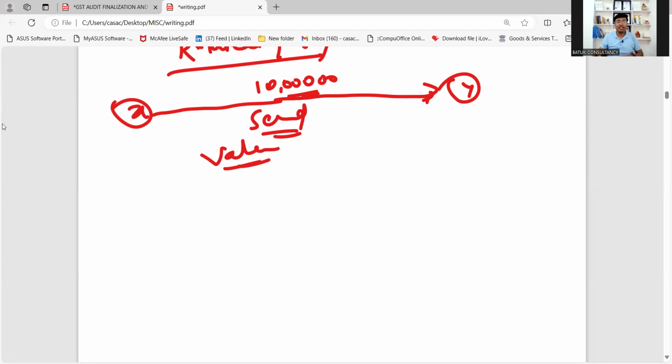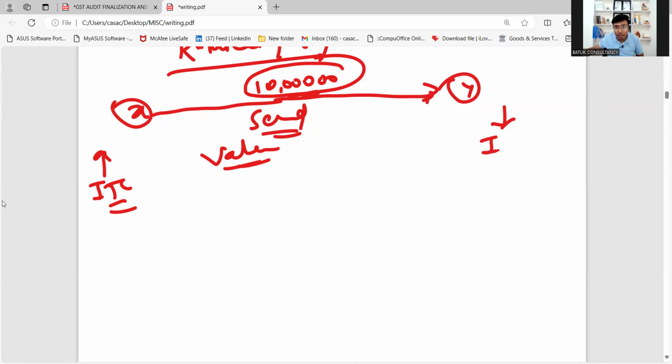Now, the point is that just try to understand. The normal price is 10 lakh rupees. X has an excess balance of input tax credit. X has an excess balance of input tax credit in the electronic credit ledger, and Y has a lower balance of input tax credit in the electronic credit ledger. So here X made a plan. X said, I have an excess balance of input tax credit.